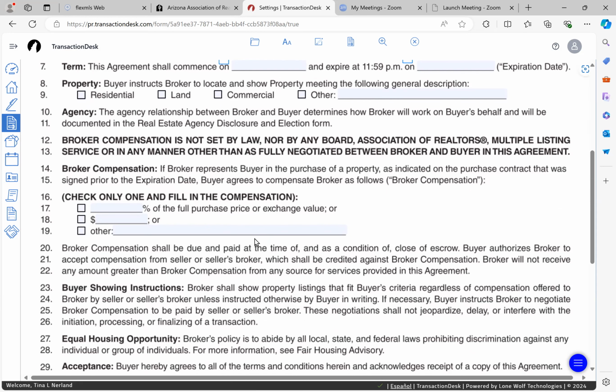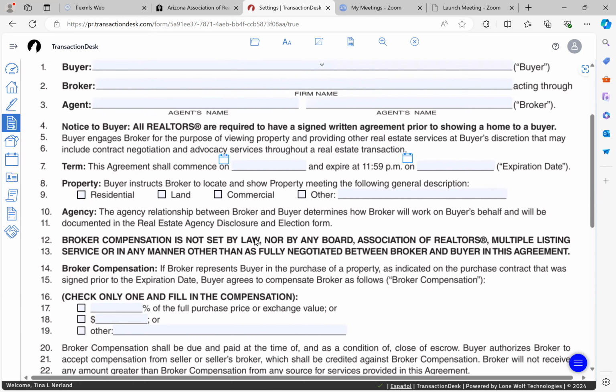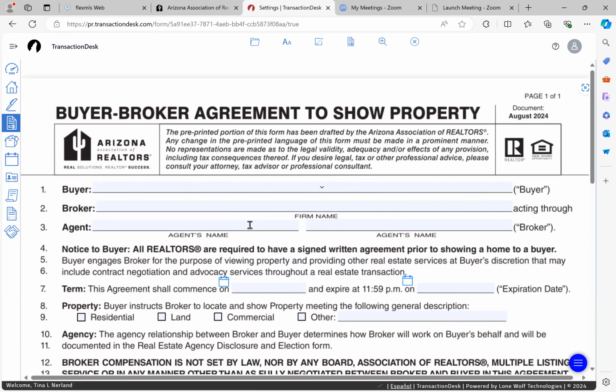I like to also say this is the a la carte. If somebody wants to hire an agent just to go show them homes, this is the form you want to use. It's a la carte. I'm not hiring you. I just want you to open doors for me. Again, you're dating the person. You're not married to them.